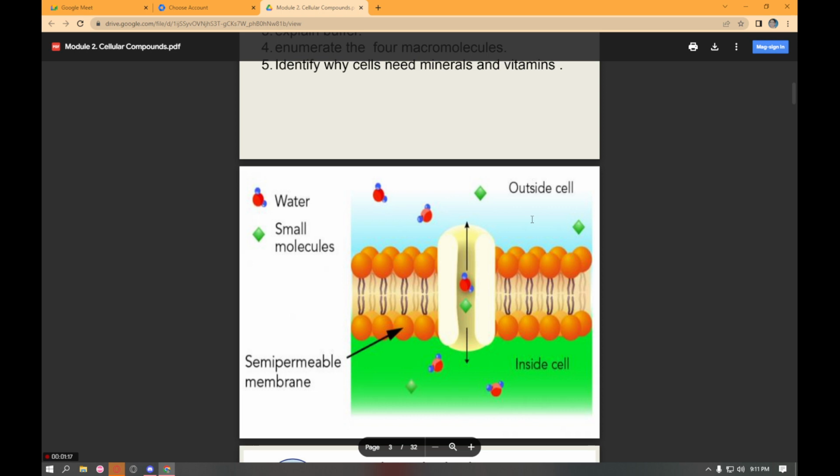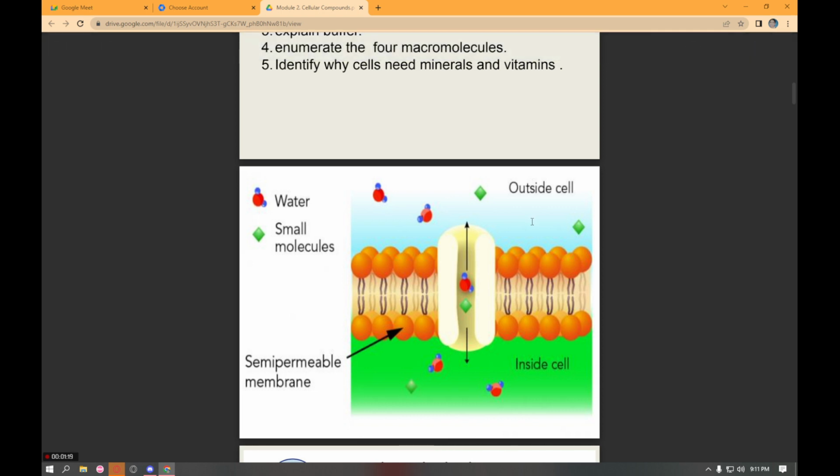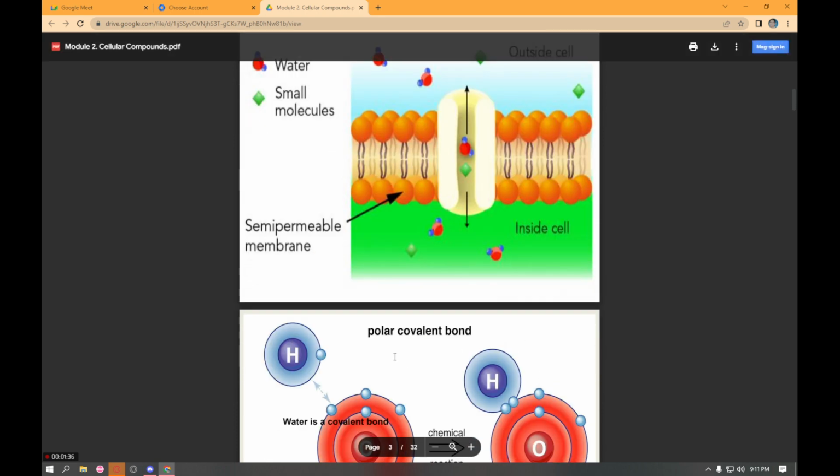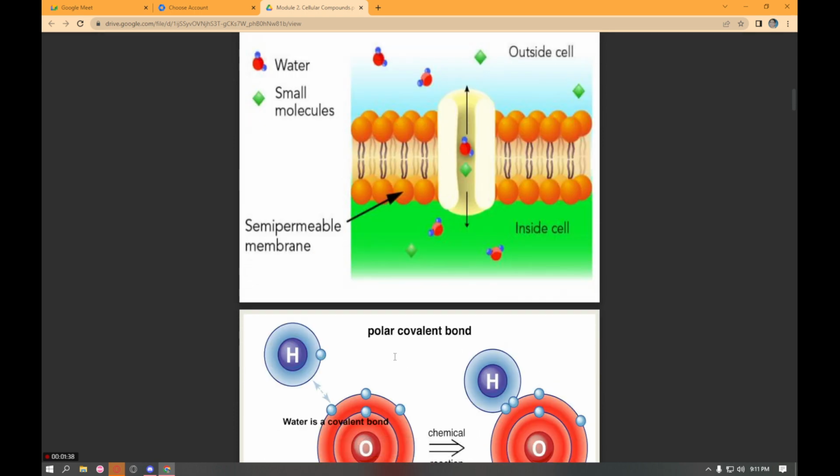The outside of the cell is what you call the extracellular fluids, and the inside of the cell is what you call the intracellular fluids. Even your cytosol is considered an aqueous solution. Aqueous means it is also water. In the definition in your module 2, it says that water is a polar bond.